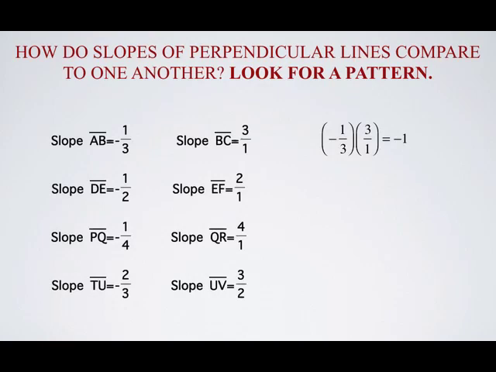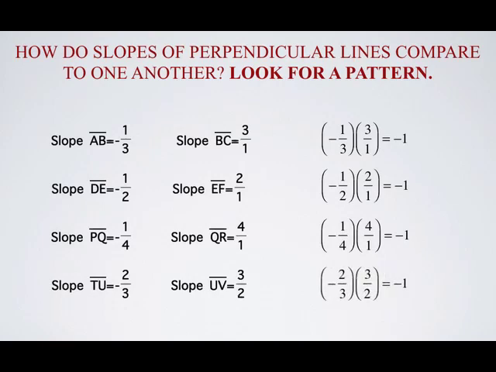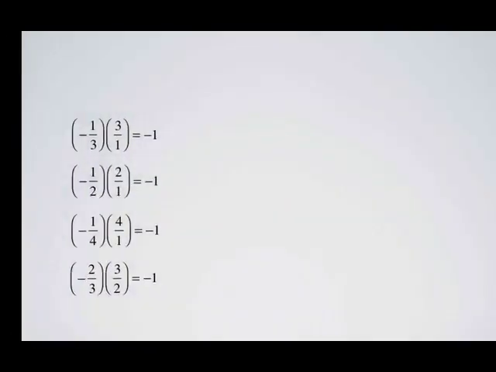Look at what happens when we multiply the two slopes. Negative 1/3 multiplied by 3 over 1 is equal to negative 1. Negative 1/2 multiplied by 2 over 1 is equal to negative 1. Negative 1/4 multiplied by 4 over 1 is equal to negative 1. And negative 2/3 multiplied by 3/2 is equal to negative 1. Perhaps this isn't the exact pattern that you noticed, but this pattern does hold for all perpendicular lines.